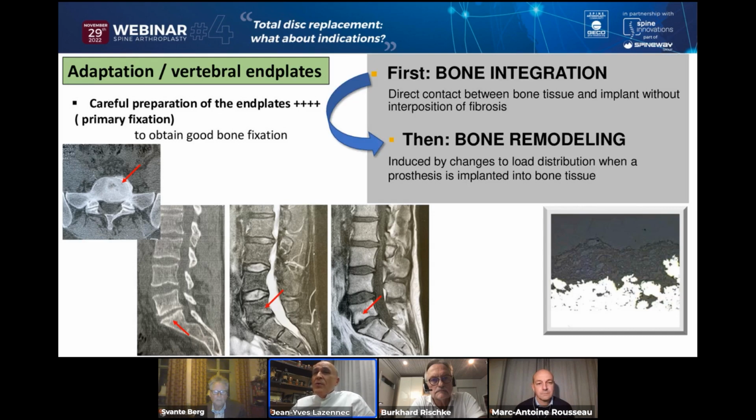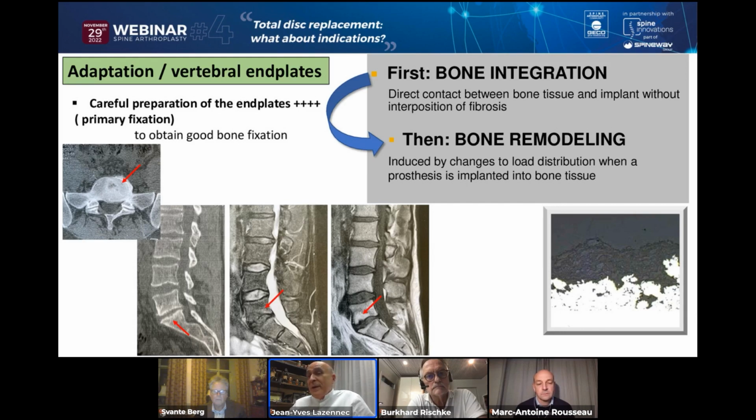Of course, we must not create a weakening of the end plate, but making small holes is, for me, a good solution. So when we put in an implant, we need to have at first bone integration, so a good direct contact between the bone and the implant without interposition of fibrosis. One of the very important messages is that when I put my implant against the bone, we imagine that the bone remains perfectly in contact with the implant. It's not true. It is very well published that you immediately have a small interposed membrane which will be transformed into bone afterwards, quickly, but not immediately.